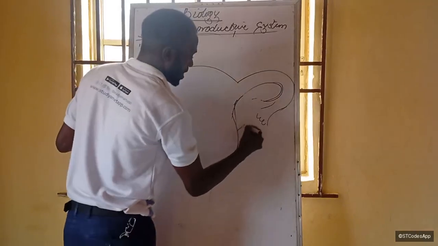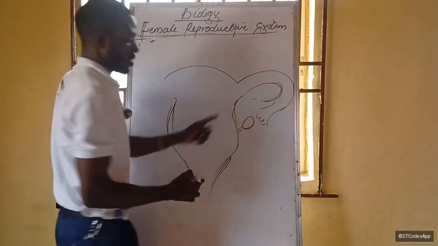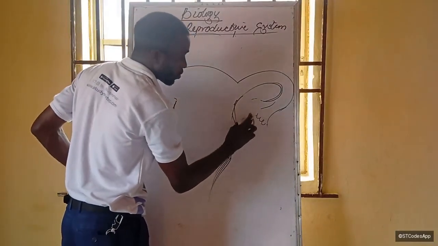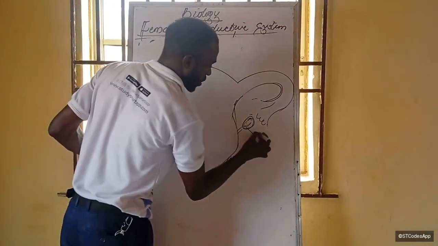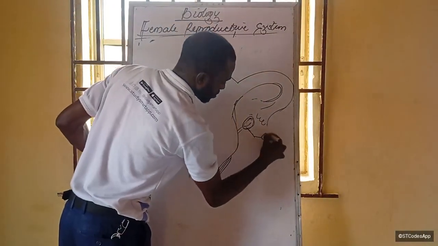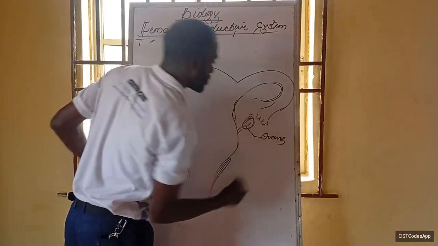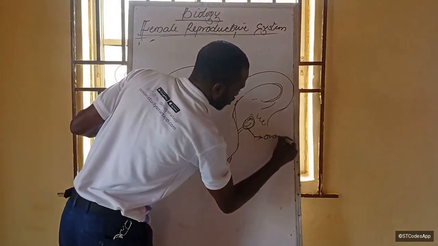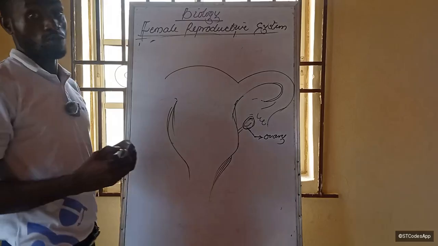So now there is the ovary. The ovary is around here. Now this ovary is going to be the one to produce the egg. So this is our ovary. Now it produces egg. Whatever egg it produces is going to be released. First, how does it know it should produce egg?